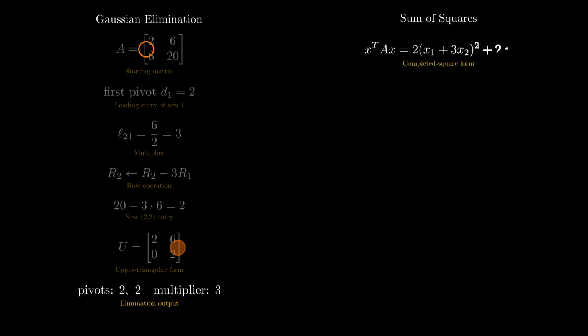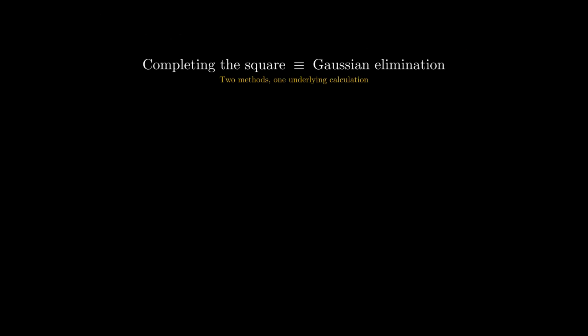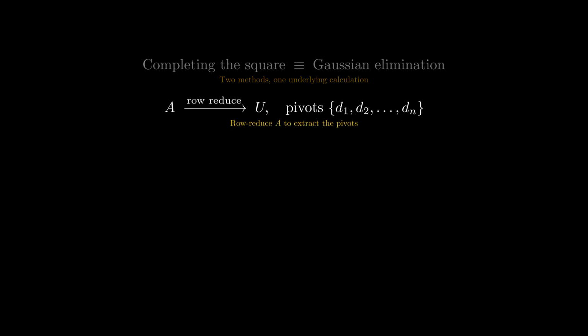Now look at the sum of squares decomposition. 2 times the quantity x1 plus 3x2 squared plus 2 times x2 squared. Notice the same numbers appear. The pivots, the two 2's, sit outside the squares. The multiplier, 3, sits inside the square next to x2. Pivots outside, multiplier inside. Completing the square and Gaussian elimination are really the same procedure, just dressed in different clothes. Two methods, one underlying calculation.